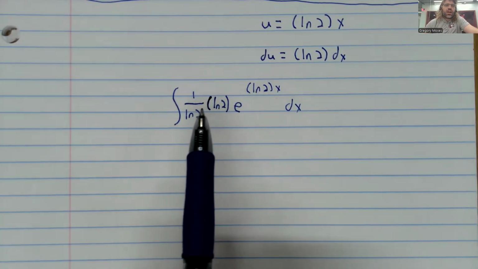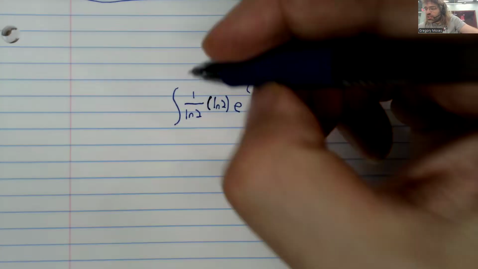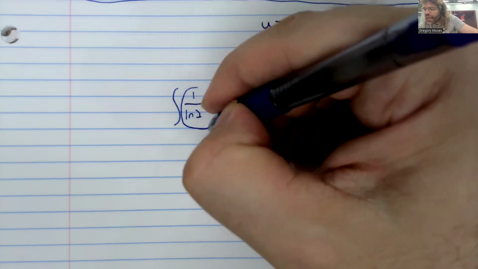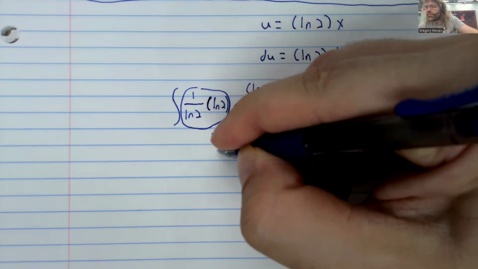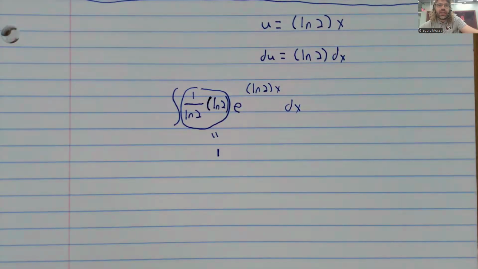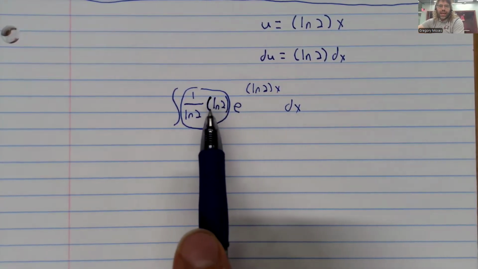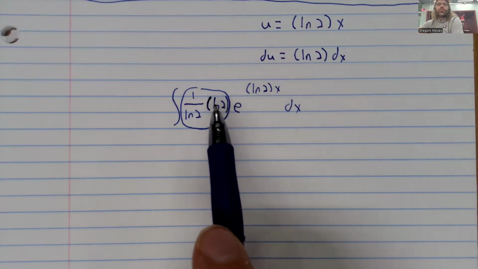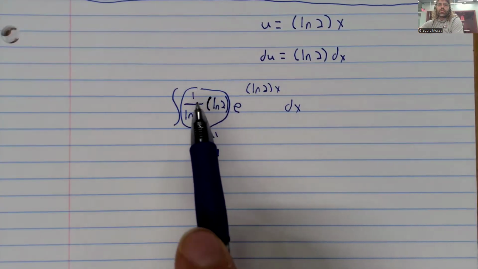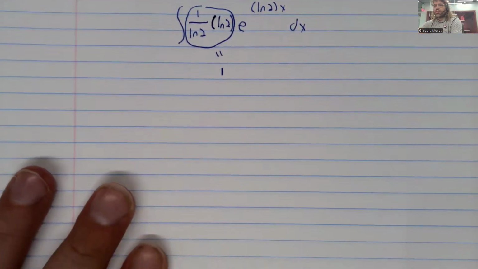So do we see that we haven't changed this integrand? I have taken this exponential function and I've multiplied it by 1. I haven't changed it, but I've written 1 in this very specific way. I've written 1 as the natural log of 2 times 1 over the natural log of 2.